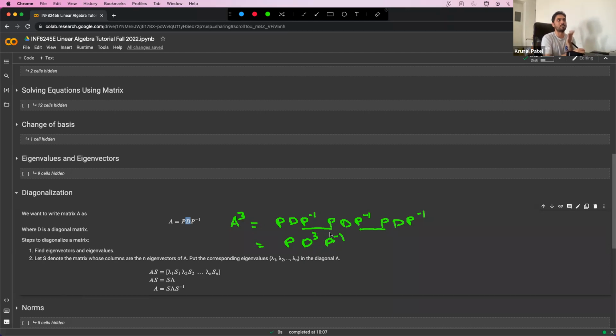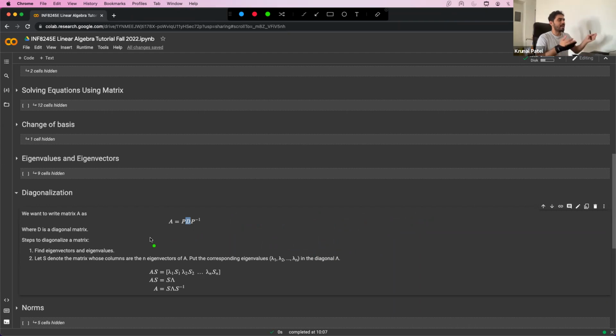You only have to take each diagonal entry and take its cube, and then you are done, right? So a lot of this kind of operations becomes easier when you can diagonalize a matrix, and not every matrix can be diagonalized, because that's something you'll have to answer in your assignment 0.